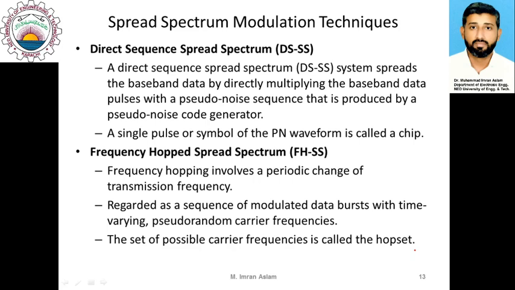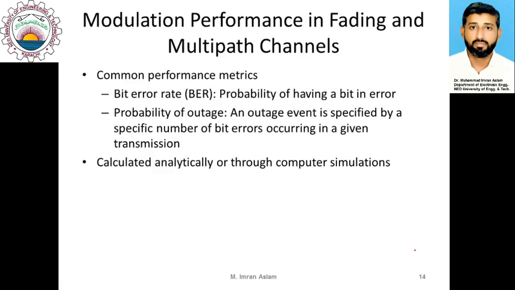So with this we move to the last topic of our discussion, which is the modulation performance in fading and multipath channel. Generally we have different modulation schemes, and these schemes perform differently for different types of channel. We use different performance metrics for calculating the performance of different schemes, or in order to compare different types of schemes.